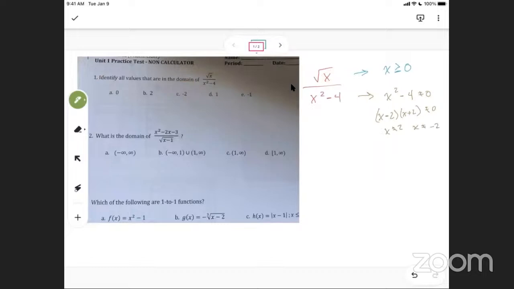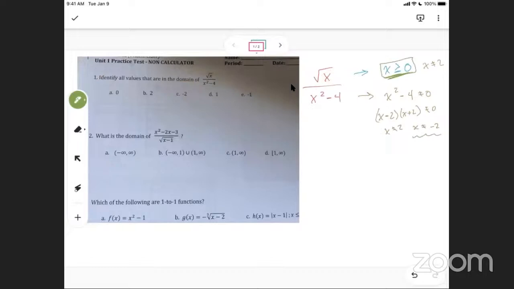Now, one of these things we've already taken care of, right? We already know that X has to be greater than or equal to 0. So do I even have to say that X can't equal negative 2? No, because that's already taken care of with that first restriction. So X has to be greater than or equal to 0 and X can't equal positive 2. So now that we understand that, let's answer the question.